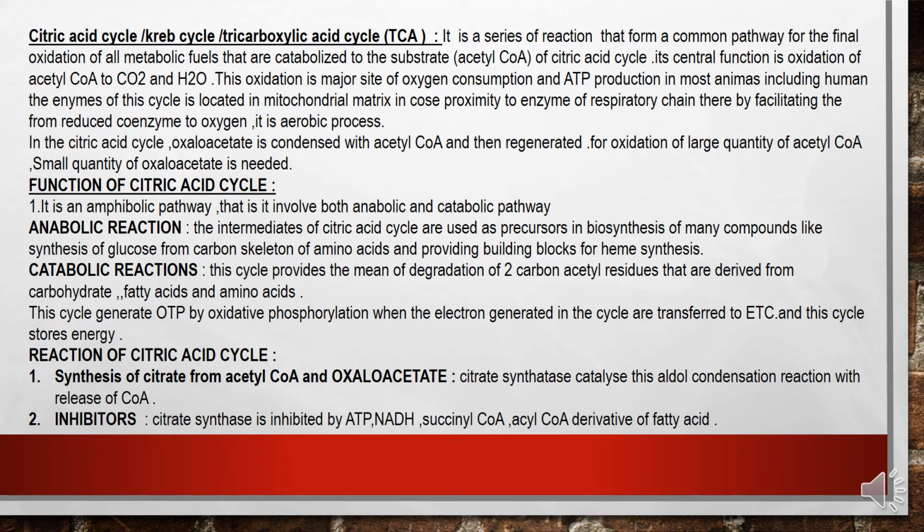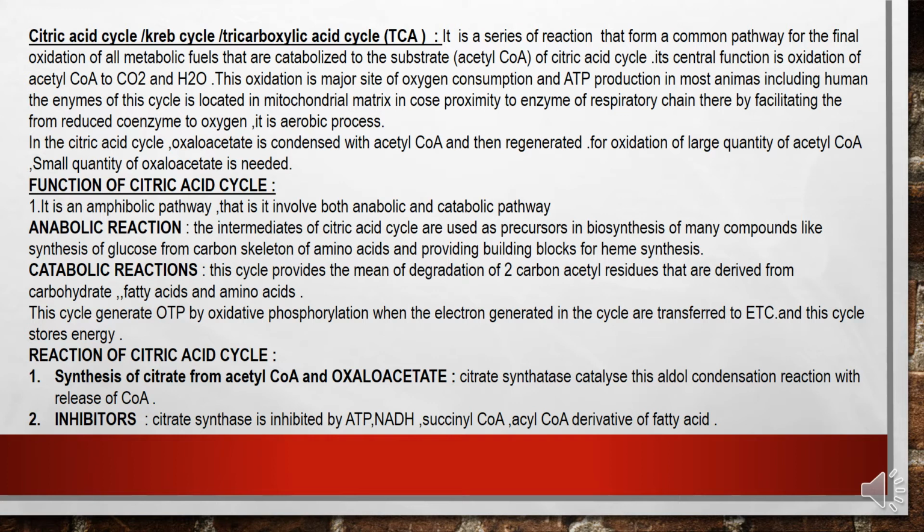Functions of the citric acid cycle. It is an amphibolic pathway. That means it involves both anabolic and catabolic pathways. Anabolic reactions: the intermediates of the citric acid cycle are used as precursors in the biosynthesis of many compounds, like synthesis of glucose from the carbon skeleton of amino acids and providing building blocks for heme synthesis.